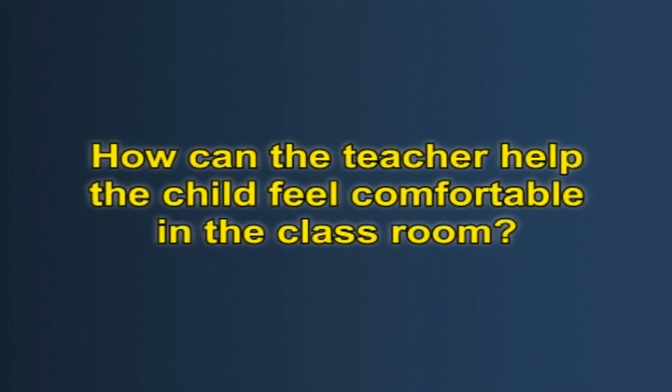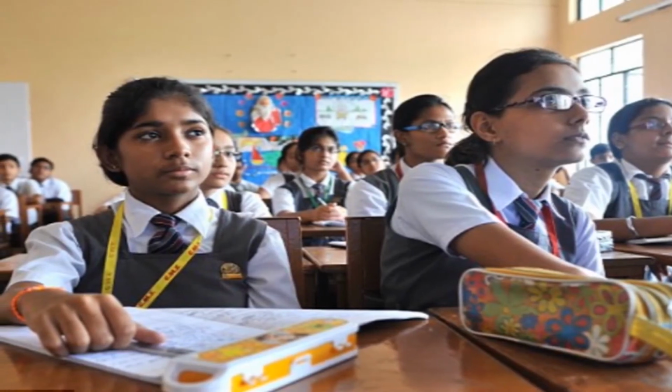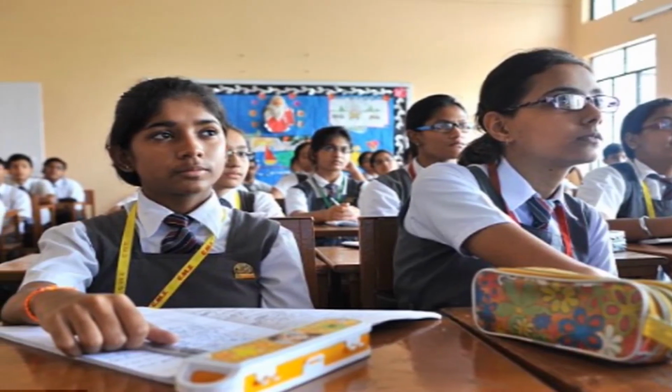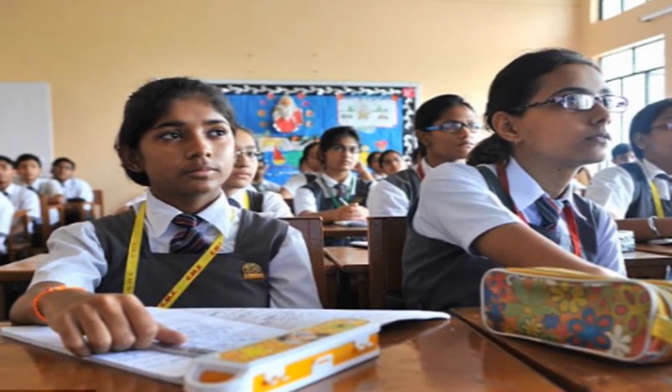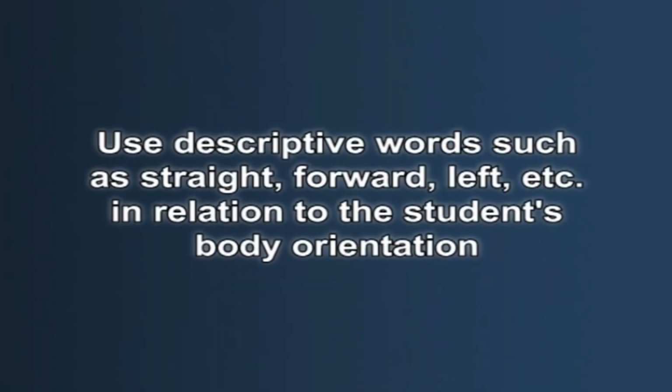How can the teacher help the child feel comfortable in the classroom? Introduce and address the student with visual impairment by name as you would do to any student. Seat the student away from the glaring lights and preferably in front of the class. Use descriptive words such as straight, forward, left, etc. in relation to the student's body orientation.